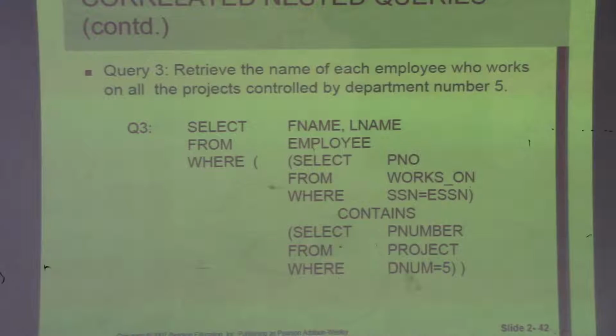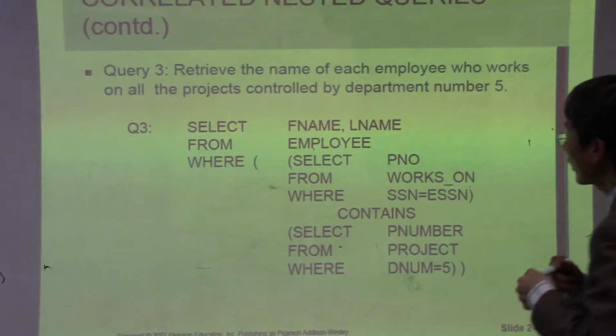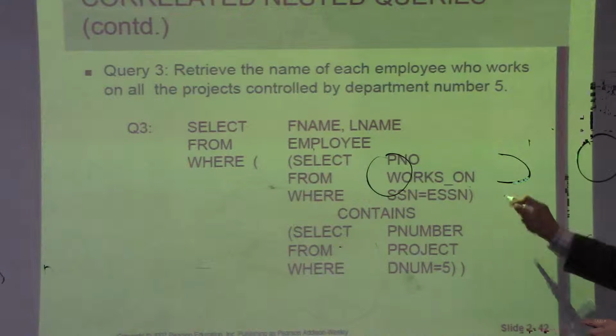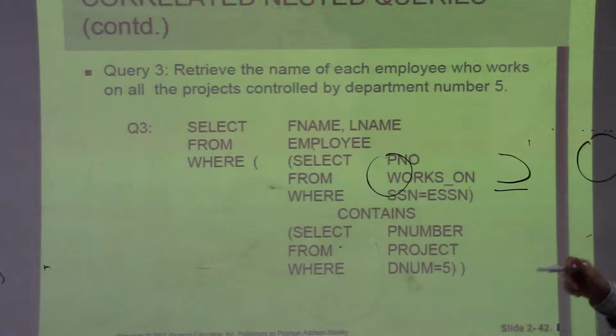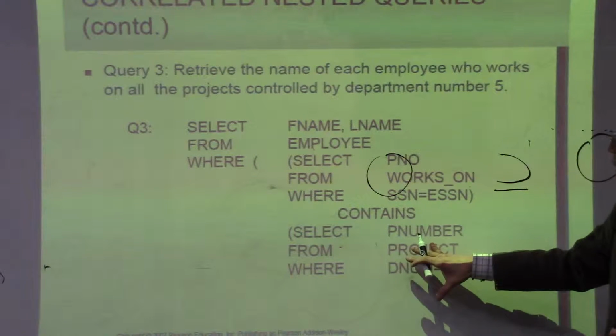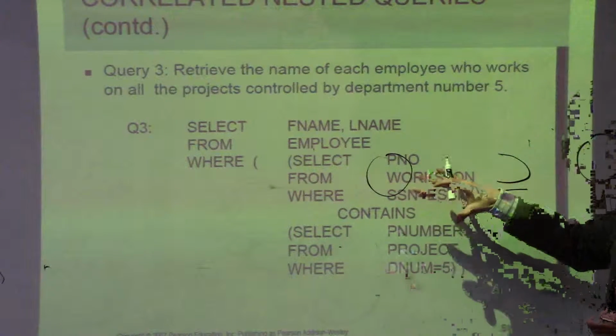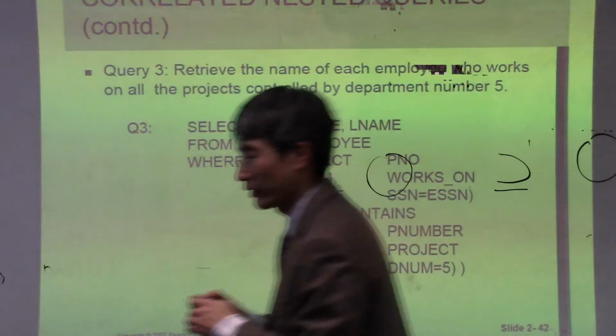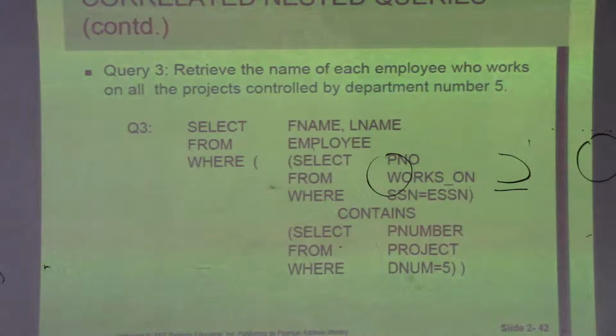Contains is another set operation, whether this is a subset. Okay, a subset operation: whether this one includes the output of this one. If yes, then this employee will be returned. Okay, that is the contains operation.